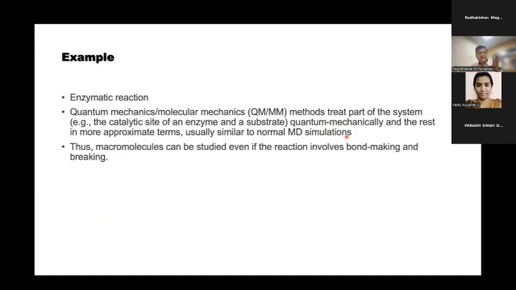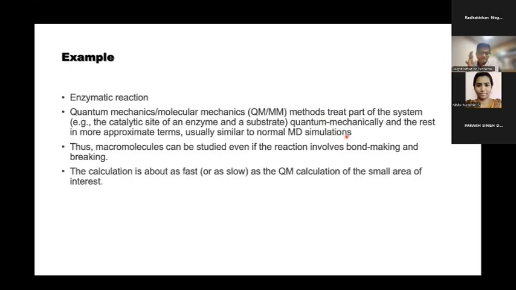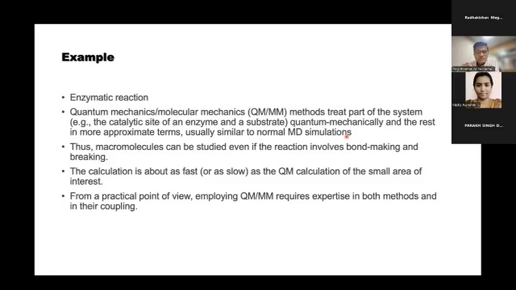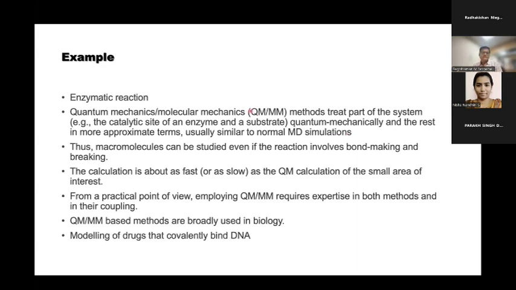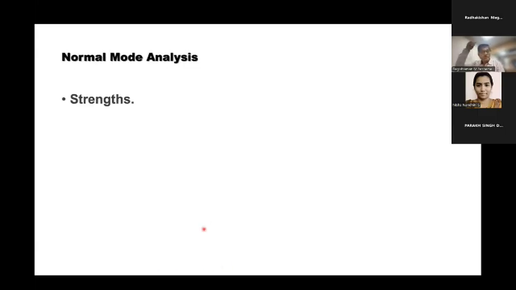So you can study macromolecules involving reactions that are taking part in bond making, bond breaking. This is fast because you're doing QM only for the small area and there are a lot of approximations used. So it is easy to do. From a practical point of view, you can employ QM/MM, which requires expertise in both methods, QM and classical mechanics or molecular mechanics. They are very frequently used in biology and in drug design. Like, for example, drugs that covalently bind to DNA. Now comes the coarse grain approach.